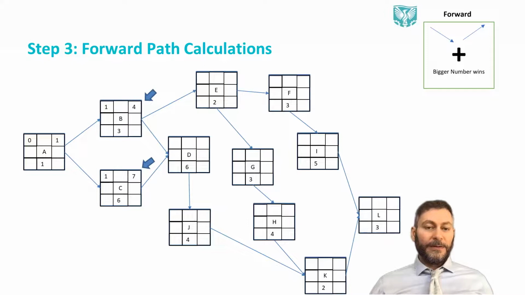Now here we come to the first opportunity where we have a choice. D needs to decide whether it's going to wait for B or C to start. And we said it has to wait until the last one to finish. It needs both of them to be completed. And therefore, the logic is that you wait for the bigger number. So which one is bigger, 4 or 7?